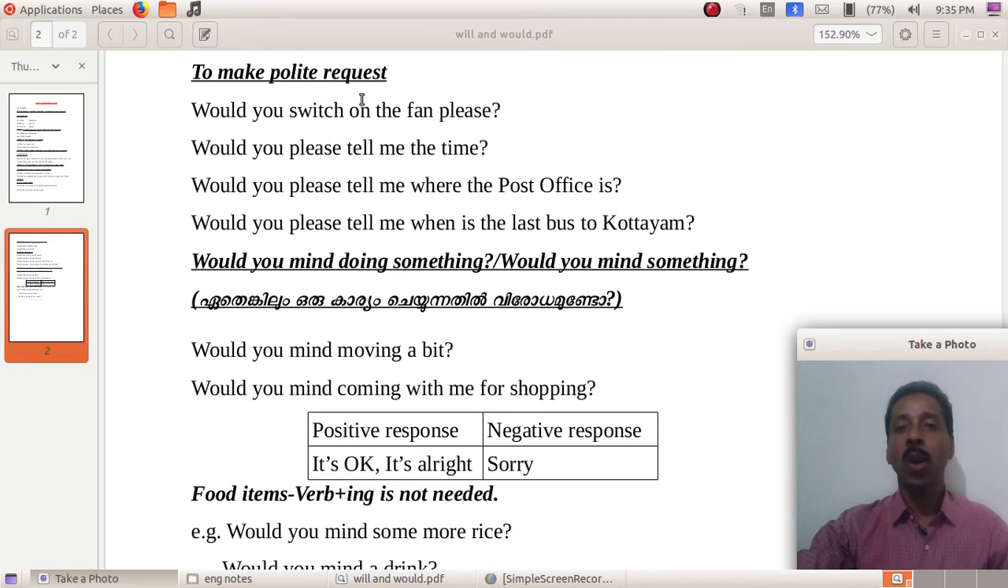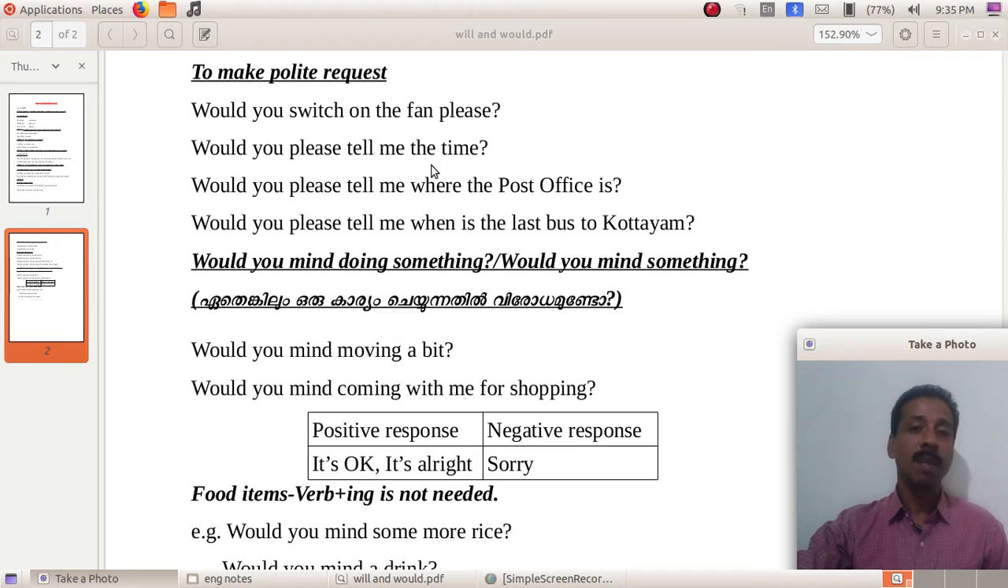Then to make a polite request. Would you please, or would you switch on the fan please? Would you move a bit? Would you please come with me? Any polite request can be made using would you. Okay, so would you switch on the fan please?